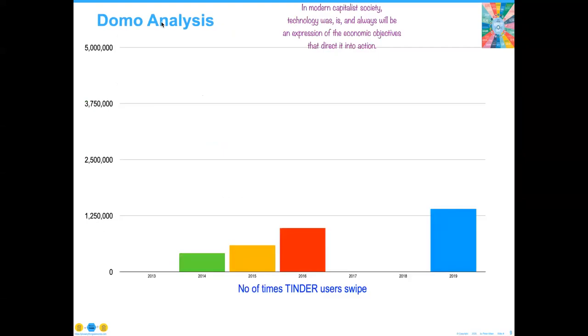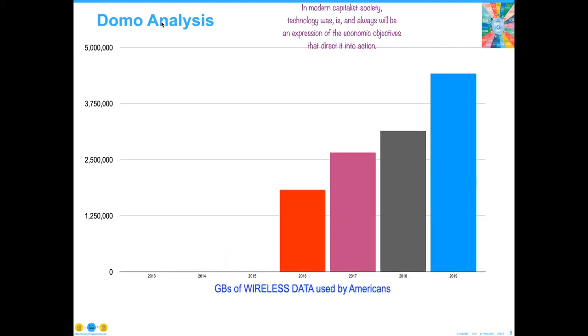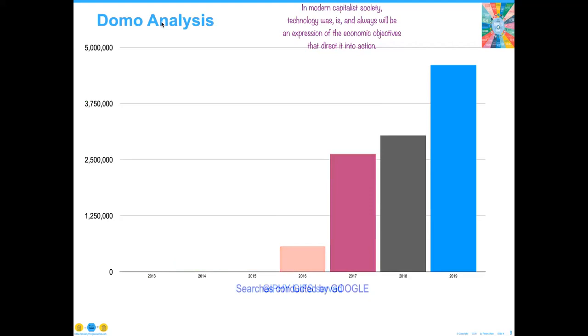So I just showed you the 2019 numbers here, and what you're looking at now is how the numbers have been reported prior to that. Again, these are the number of YouTube videos, and I can keep them on the same scale, that's why I picked all of these. Gigabytes of wireless information that's going back and forth. The number of Jiffy GIFs served, I have to tell you, I do not know what a Jiffy GIF is, but there seems to be a lot of them. And Google searches, of course, everybody knows what that is.